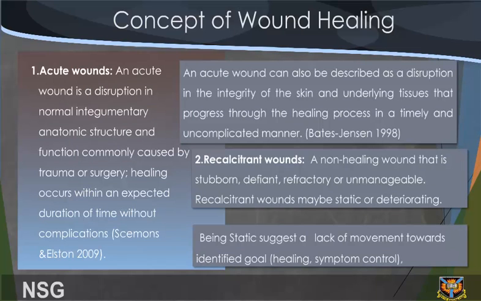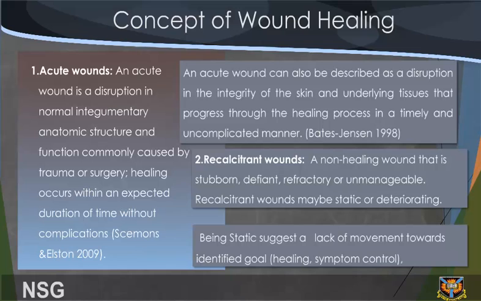1. Acute wounds. An acute wound is a disruption in normal integumentary anatomic structure and function commonly caused by trauma or surgery. Healing occurs within an expected duration of time without complication (Simmons and Elston, 2009). An acute wound can also be described as a disruption in the integrity of the skin and underlying tissues that progresses through the healing process in a timely and uncomplicated manner.